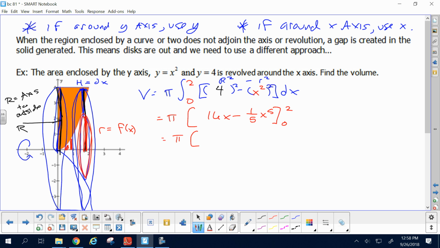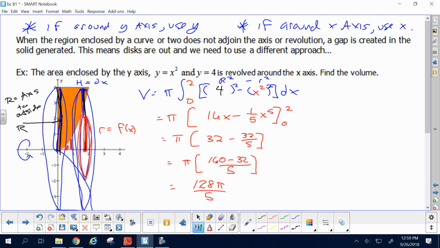What is 16 times 2? Don't you dare use a calculator. 16 times 2 is 32. And what is 2 to the 5th? 32 over 5. What's the common denominator? 5. What's 32 times 5? 30 times 5 plus 2 times 5? 160 minus 32. What's 160 take away 32? 128 pi over 5. All right, now don't worry about the units, but if we did units, they would be cubic units, right?